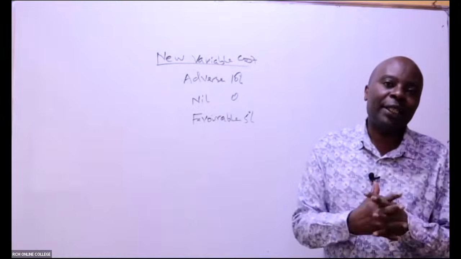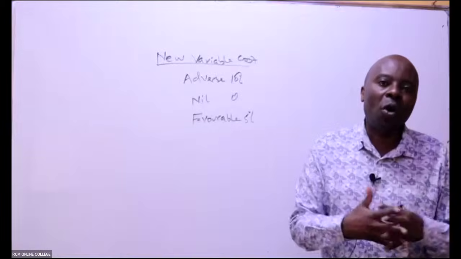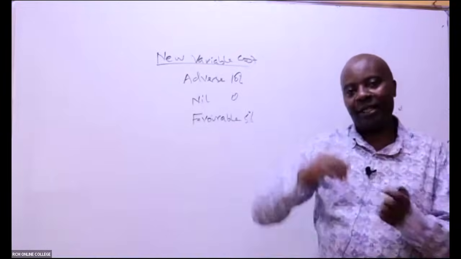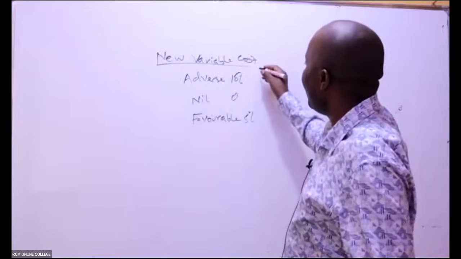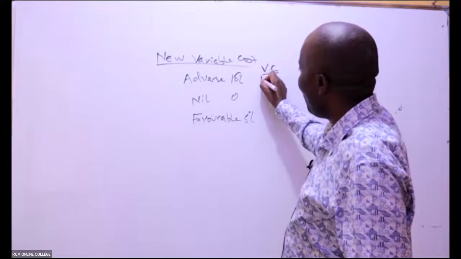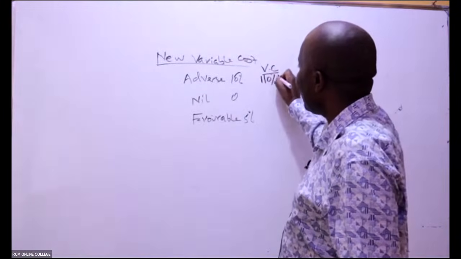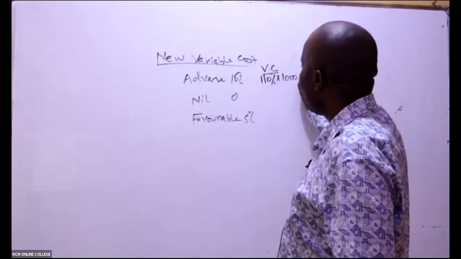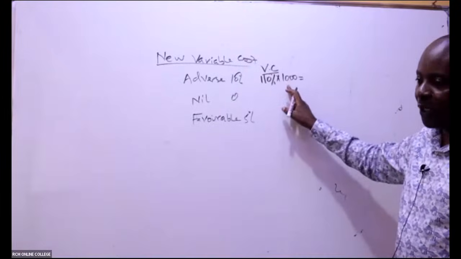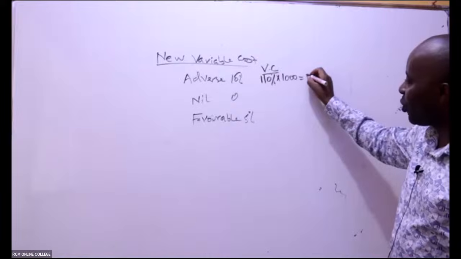So whenever you hear that the variance on cost is adverse, the actual cost is higher. In that case, the actual variable cost will be 110% of 1,000. Remember, the normal one is 1,000. So this automatically gives us what here?